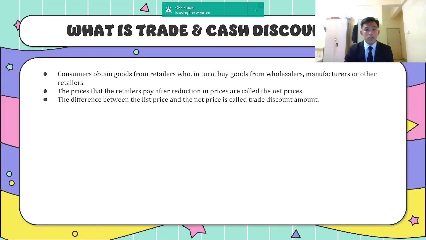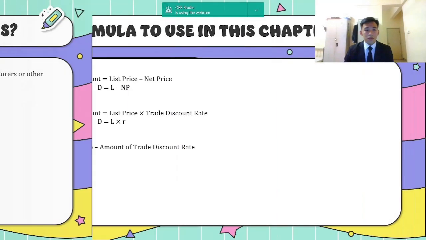What is trade and cash discounts? Consumers obtain goods from retailers who in turn buy goods from wholesalers, manufacturers, or other retailers. The price that the retailers pay after the reduction in price is called the net price. Next, the difference between the list price and the net price is called the trade discount amount.